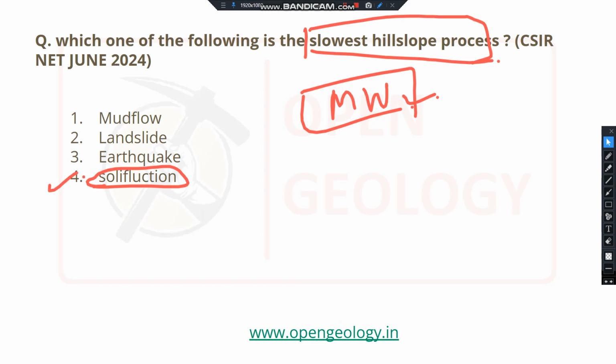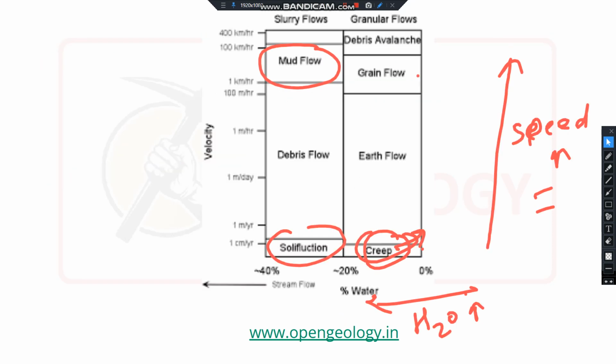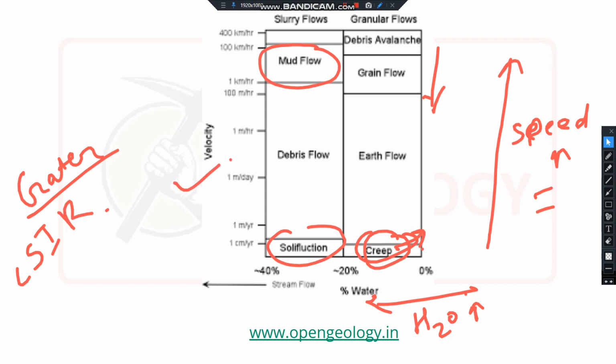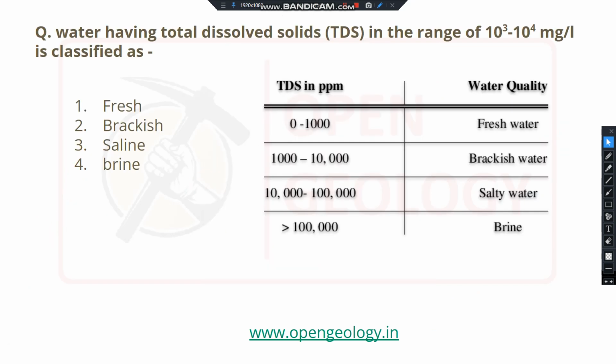Questions on this have been asked multiple times. Sometimes they can ask you to arrange them in the order of speed. This question was also asked, I think, in GATE, and definitely it has already been asked in CSIR NET also. So this table is one of the important ones.